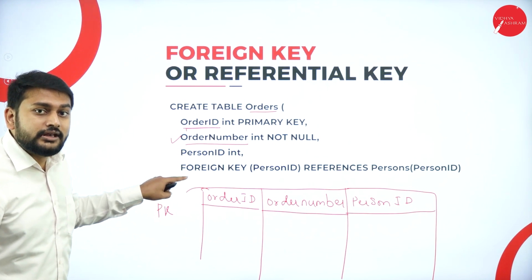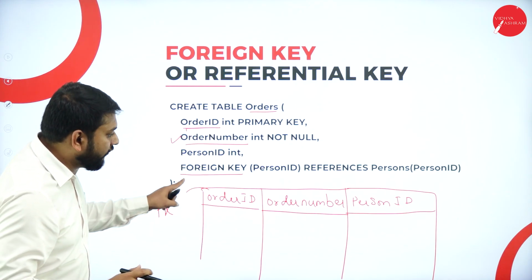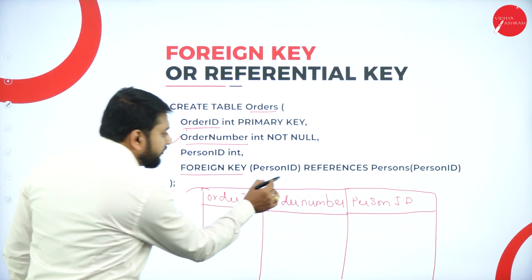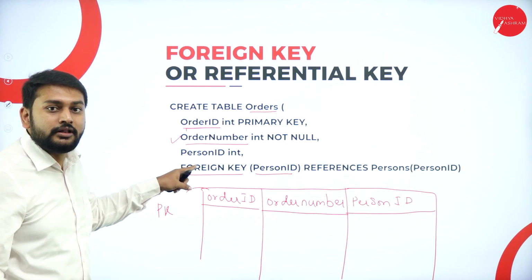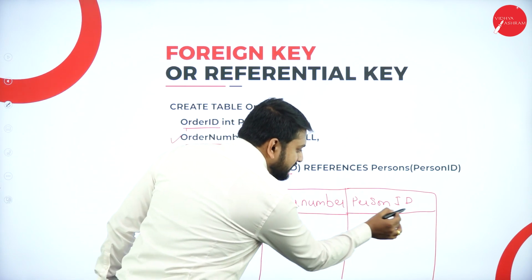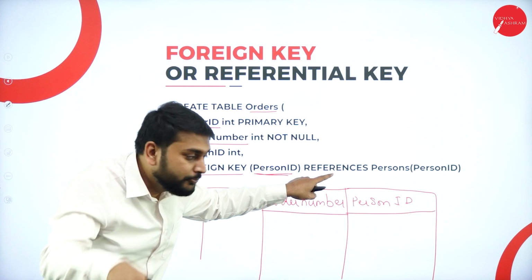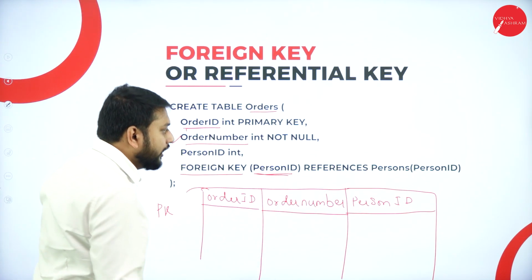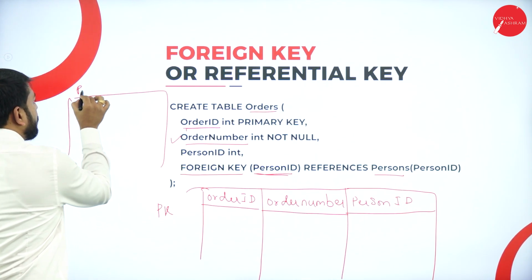Now, what is the next line you have? Foreign key. Which one are you trying to make a foreign key? You have person ID. In this table, that is what you are making a foreign key. Then references. In which table? This is the primary key, and that is what I have to mention. So in the table persons, there is one more table here. That is what I will call persons.